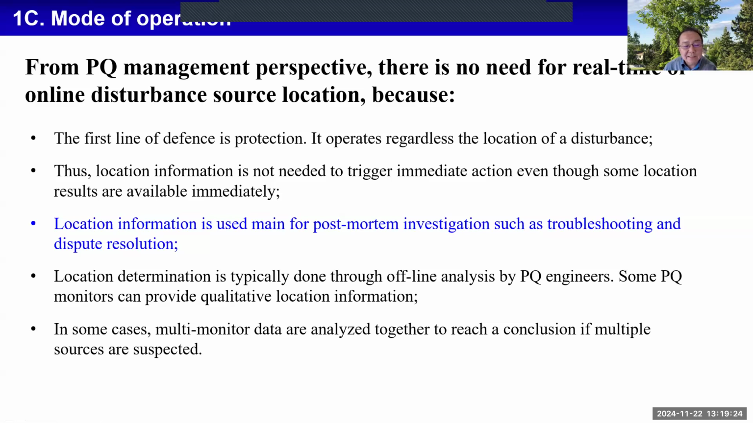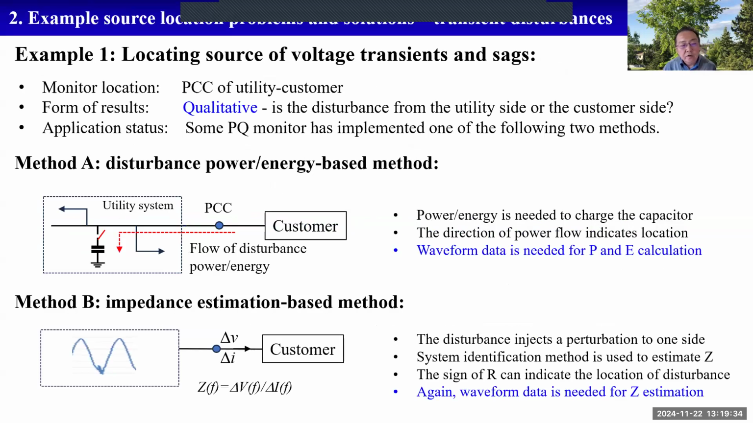Okay, so that basically gives you our background on power quality monitoring and the need for source location. Now I'm going to show you 2 source location problems and their solutions. One is locating sources of voltage transients and sags. The monitoring location is at the PCC, the point of interface.